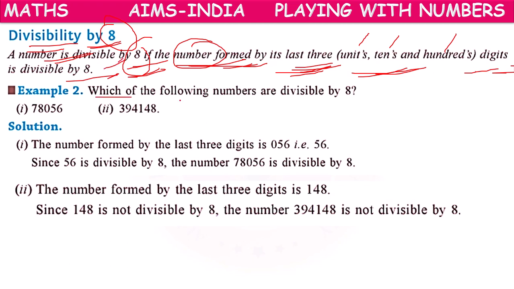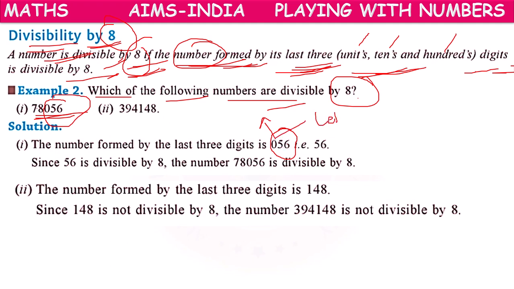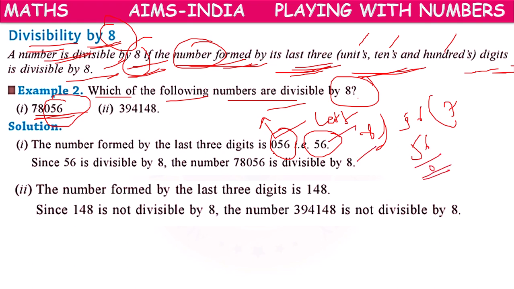Example: which of the following numbers are divisible by 8? The first number is 78056. What are the last three digits? 056. But the 0 is at the extreme left, so it has no value. We can write it as 56. 56 is divisible by 8, 8 sevens are 56, remainder 0. So the total number is divisible by 8.